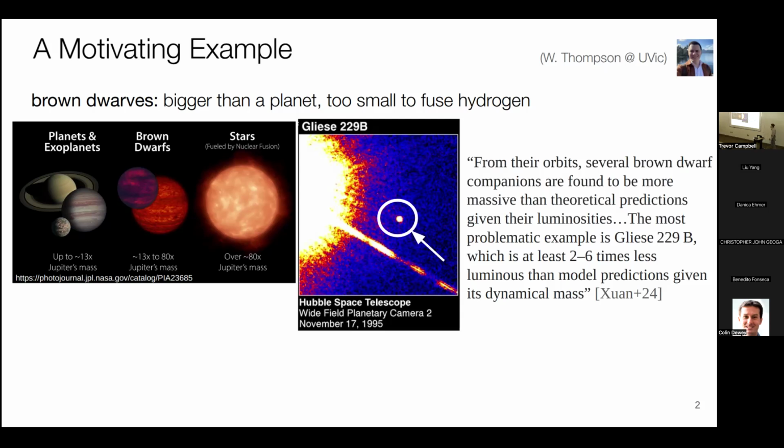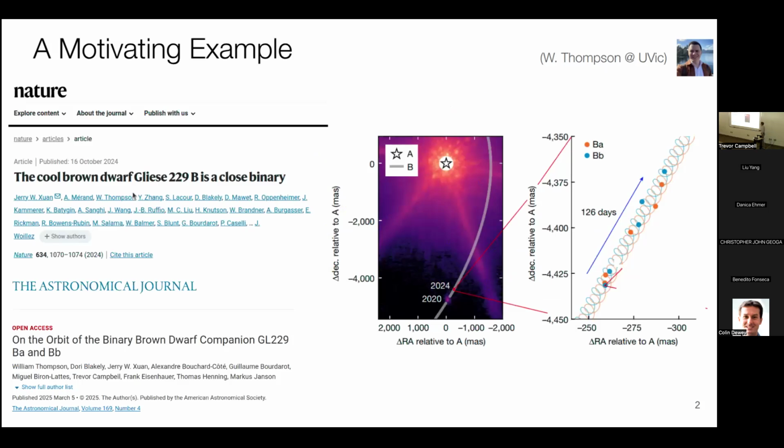Now, in a very recent Nature paper, William and collaborators discovered something really cool. These brown dwarfs, or at least Gliese 229B, is not actually one brown dwarf, it's 2 brown dwarfs. It's 2 brown dwarfs that are orbiting each other as they orbit this larger host star. That's crazy, right? So he's got this cool paper. The cool brown dwarf, Gliese 229B, is actually a closed binary. You can see a little plot of that here. The declination and the right ascension are angular coordinates in the sky. And you can see the 2 little brown dwarfs in this helical orbit.